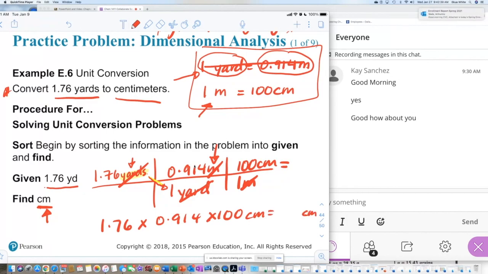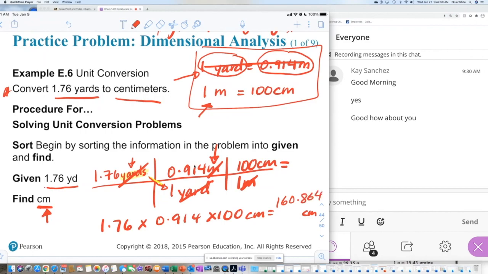Okay, where's my calculator? Right here, yes, I'm going to use a calculator. 1.76 times 0.914 times 100. Okay, so I have this huge number, 160.864. Well, how do I round it up?